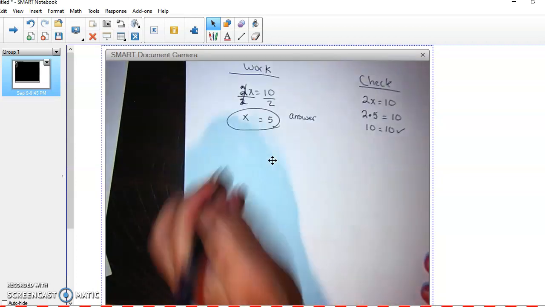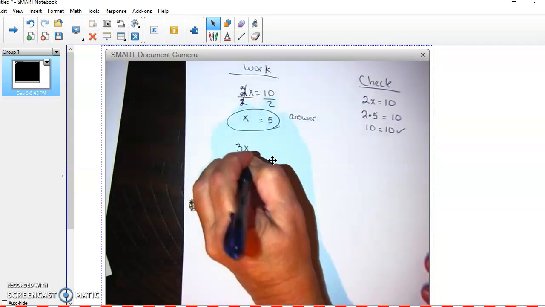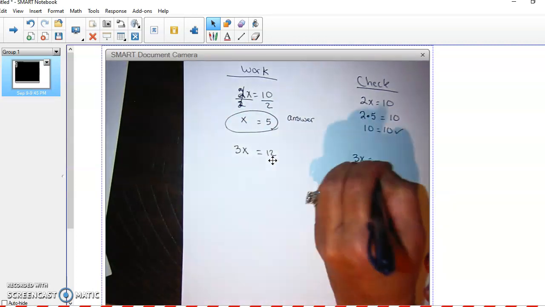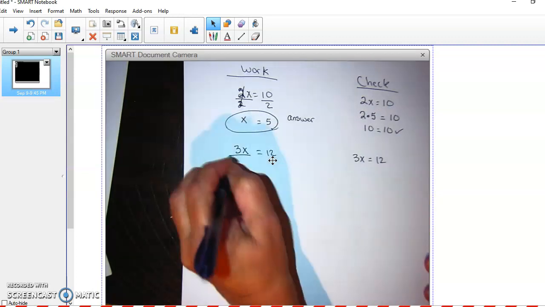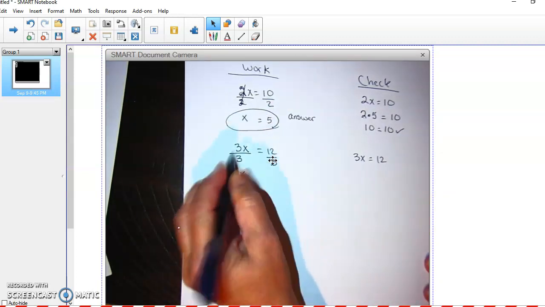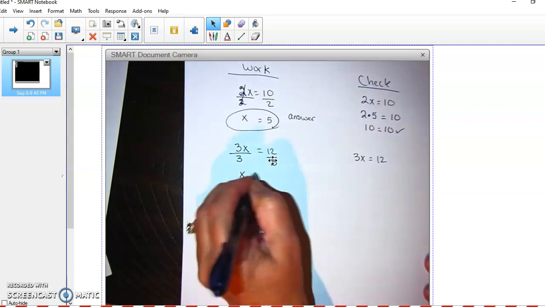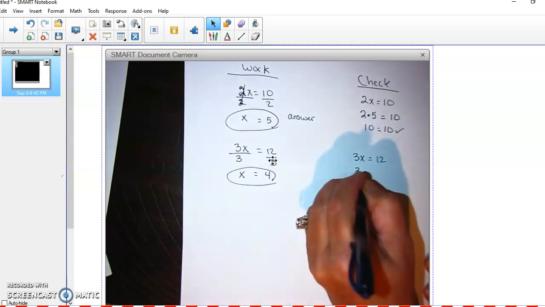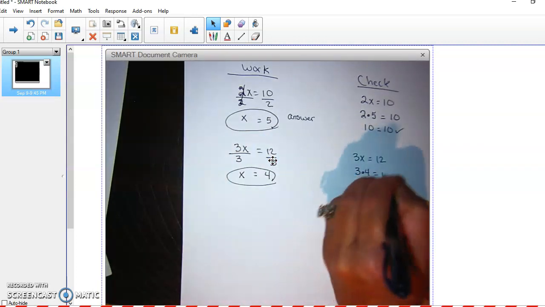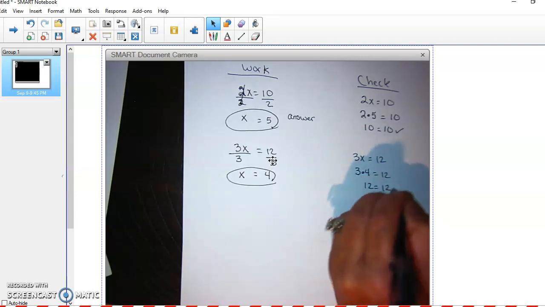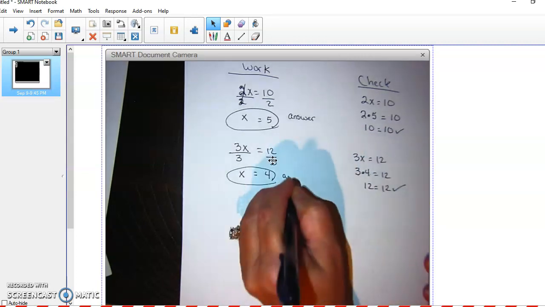Okay, the next problem would be 3 times x equals 12. We're going to divide both sides by 3. Remember, that's going to be 1x. 1 times x is x. And 12 divided by 3 is 4. We're going to substitute that in to see if it equals each other. 3 times 4 is 12. That balances, so the answer is correct.